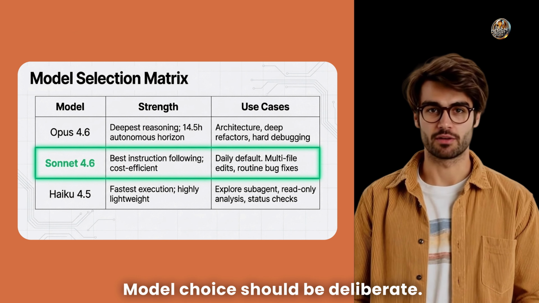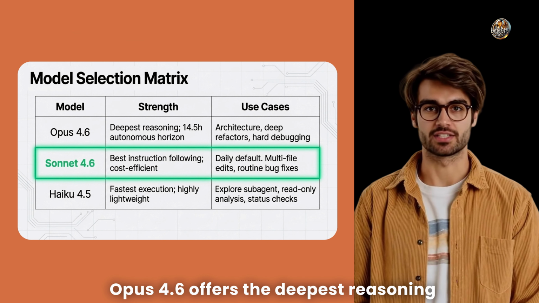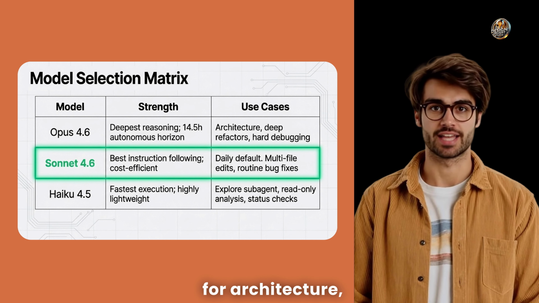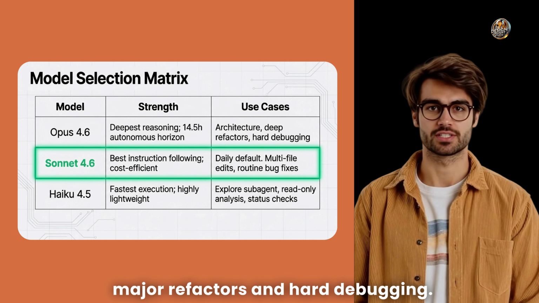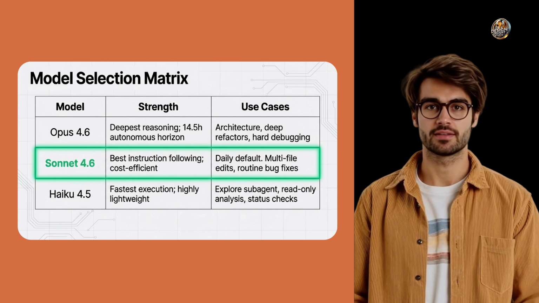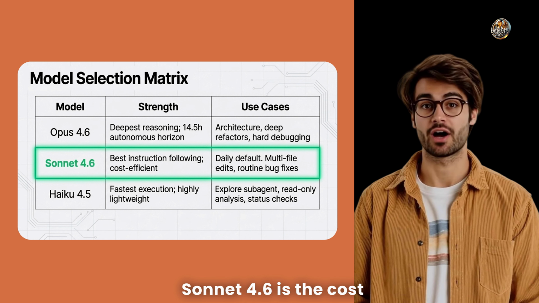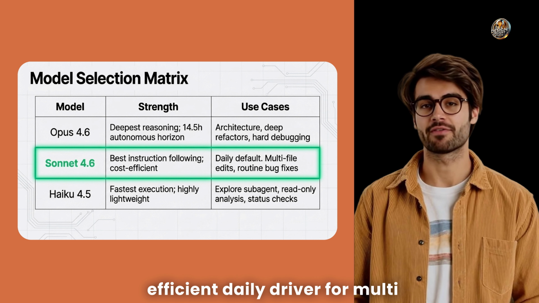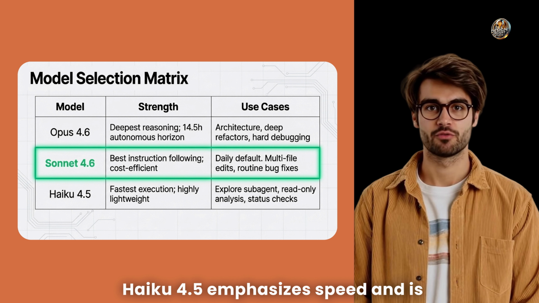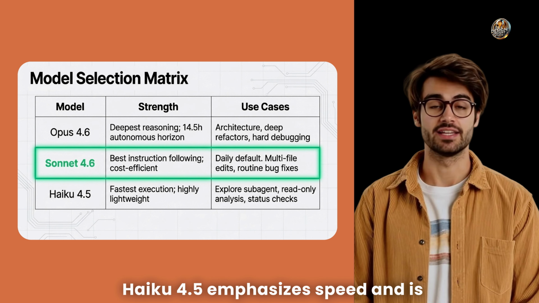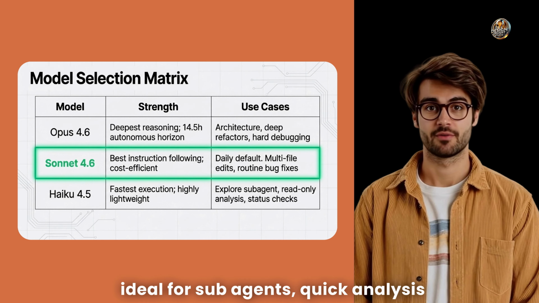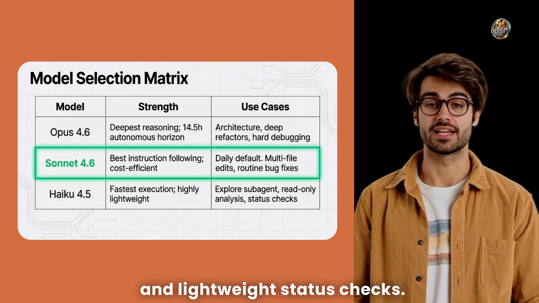Model choice should be deliberate. Opus 4.6 offers the deepest reasoning for architecture, major refactors, and hard debugging. Sonnet 4.6 is the cost-efficient daily driver for multi-file edits and bug fixes. Haiku 4.5 emphasizes speed and is ideal for subagents, quick analysis, and lightweight status checks.